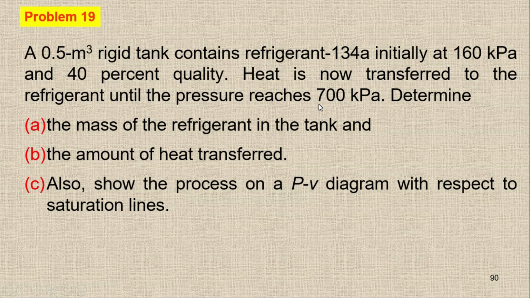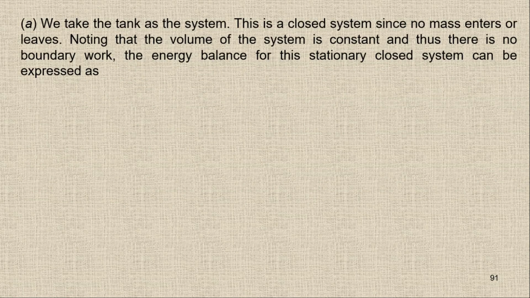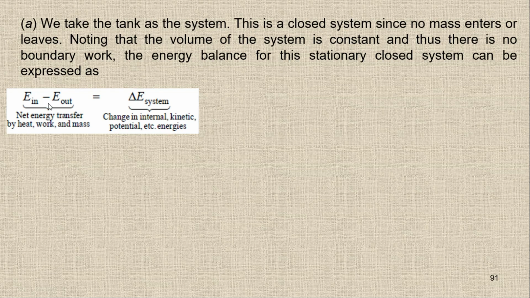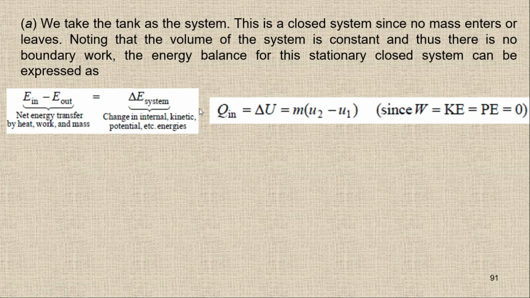So if I'm going to write down the energy balance for this question, here we have the rigid tank, so there will be no boundary work. The energy balance is E in minus E out is equal to delta E system. As we know, it is a stationary, closed system, so there is no mass involved here. We have only the heat in, there is no out, and here we have only delta U, because the delta kinetic energy and delta potential energy can be neglected easily.